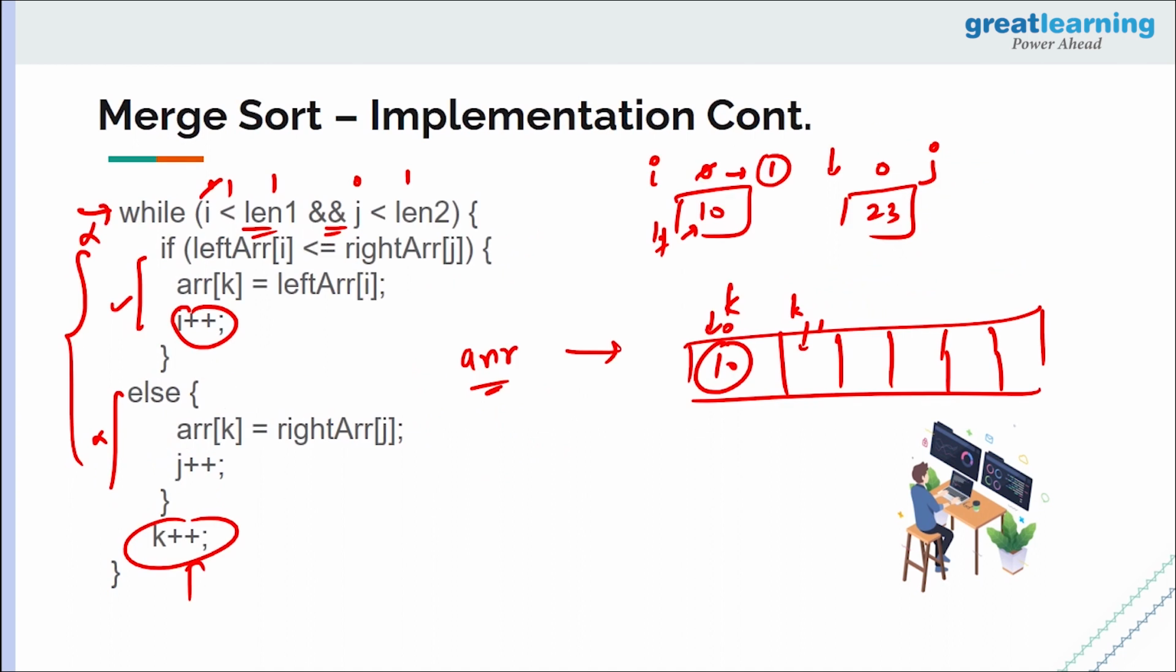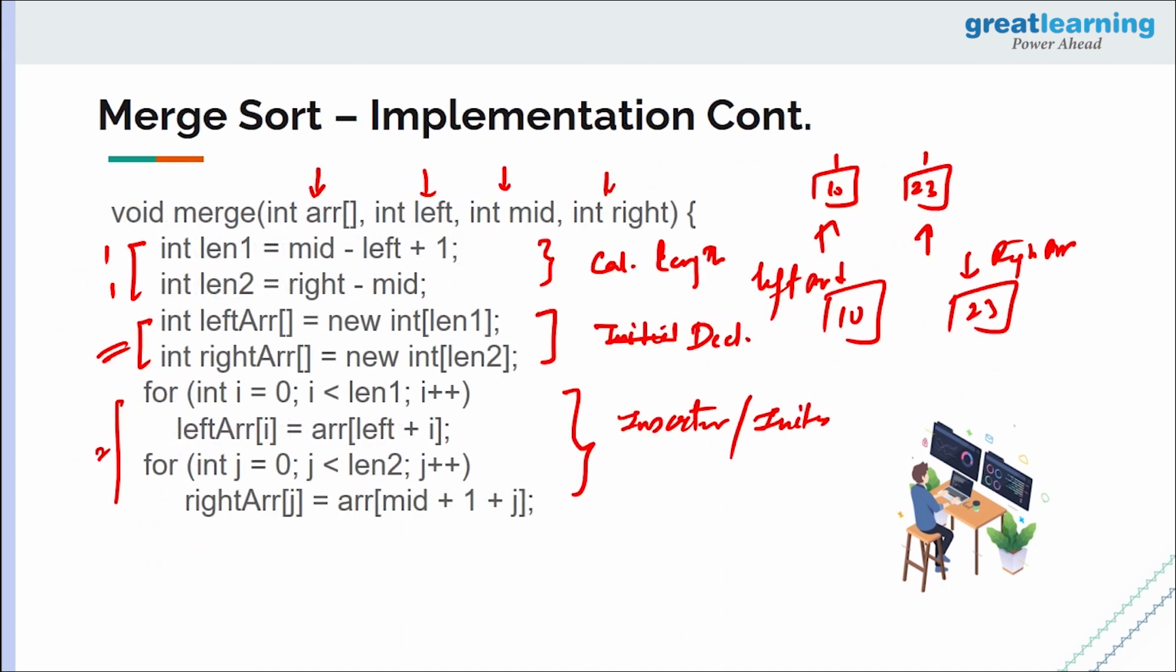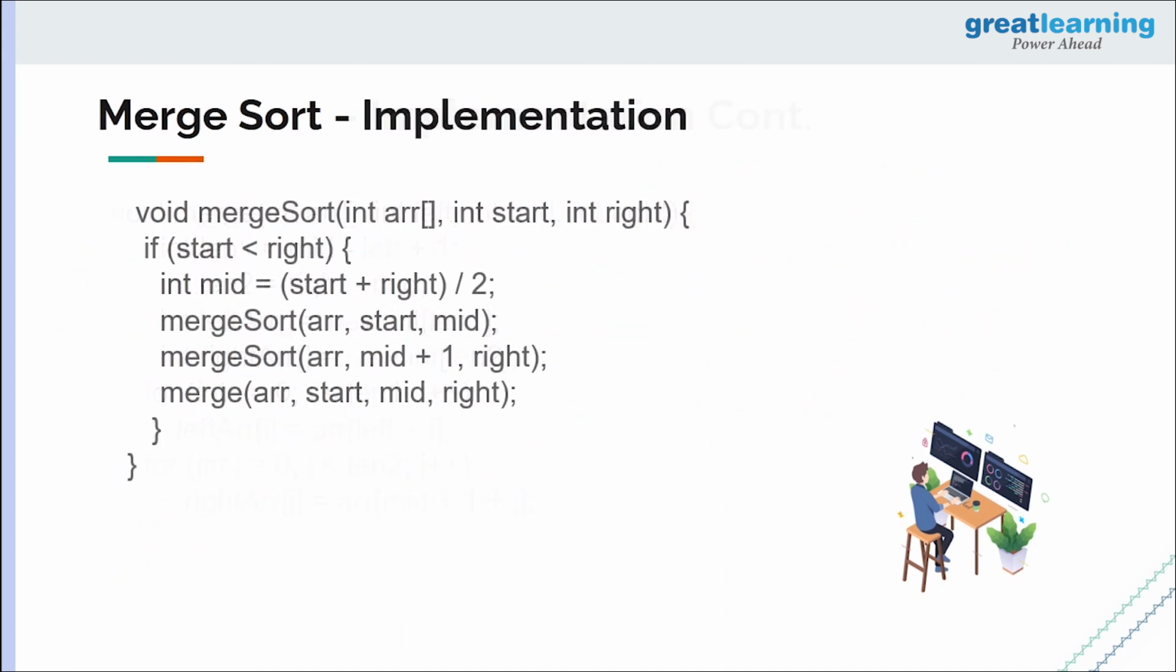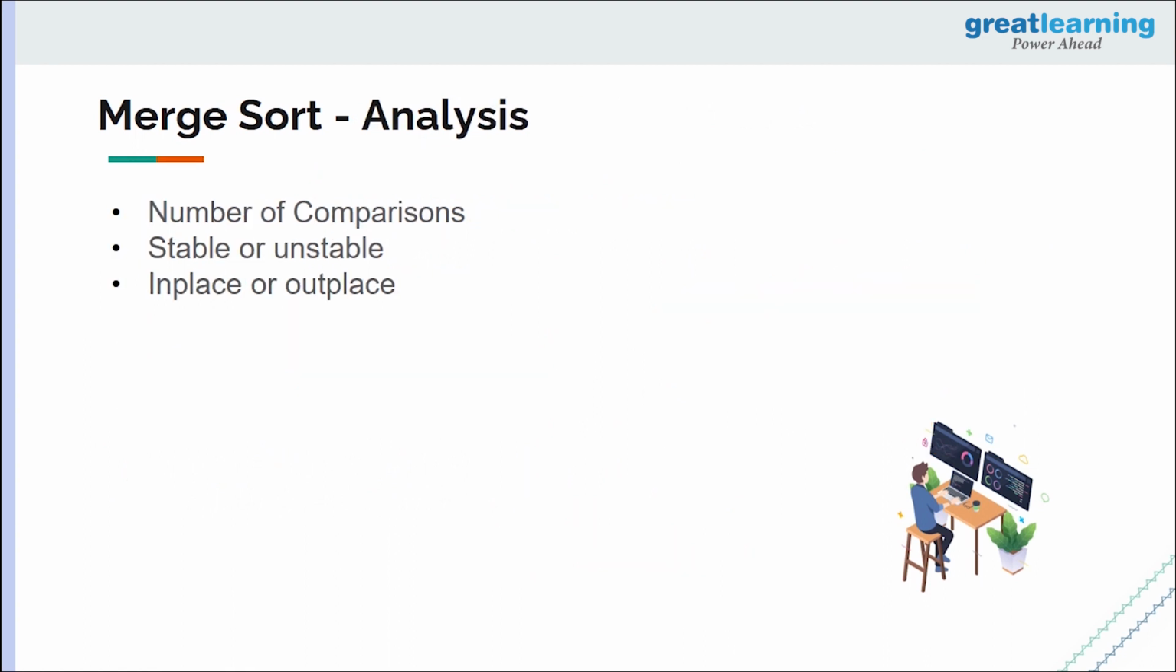So we have seen all the functions plus the driver function as well as the display function. Now let's try to analyze merge sort. First, we are going to cover the number of comparisons. Then, is it a stable or unstable algorithm? Then we are going to cover, is it an in-place or out-of-place algorithm? So now let's try to understand how many comparisons are required when we are dealing with merge sort.